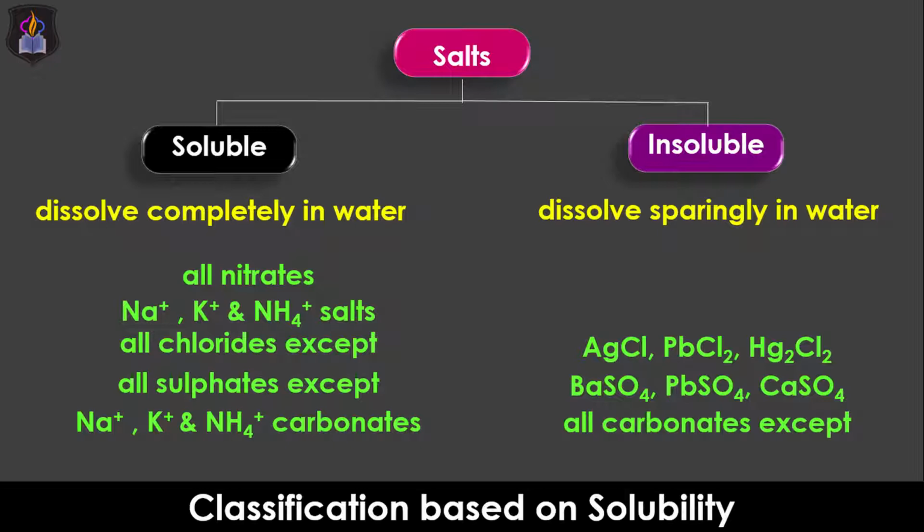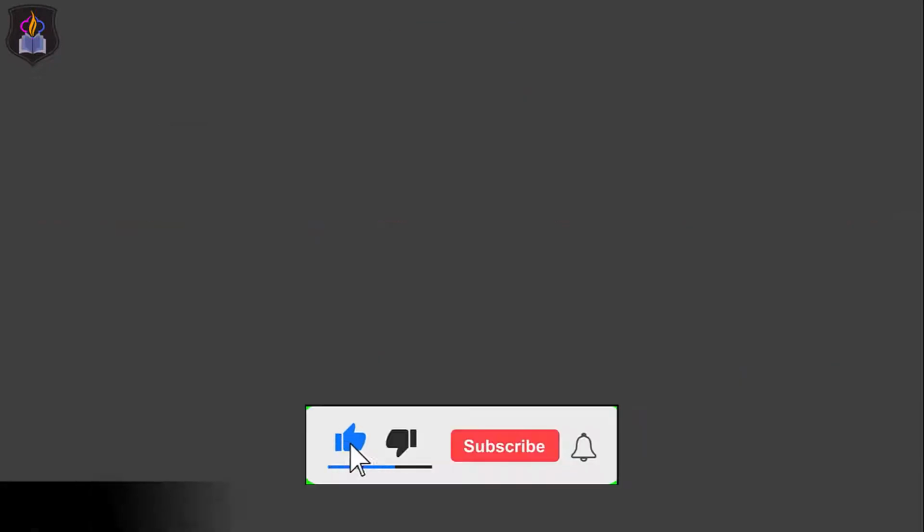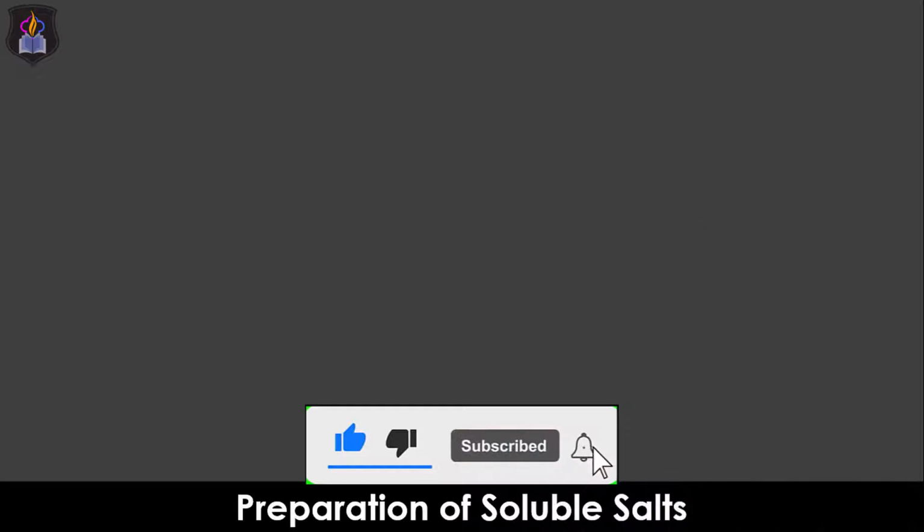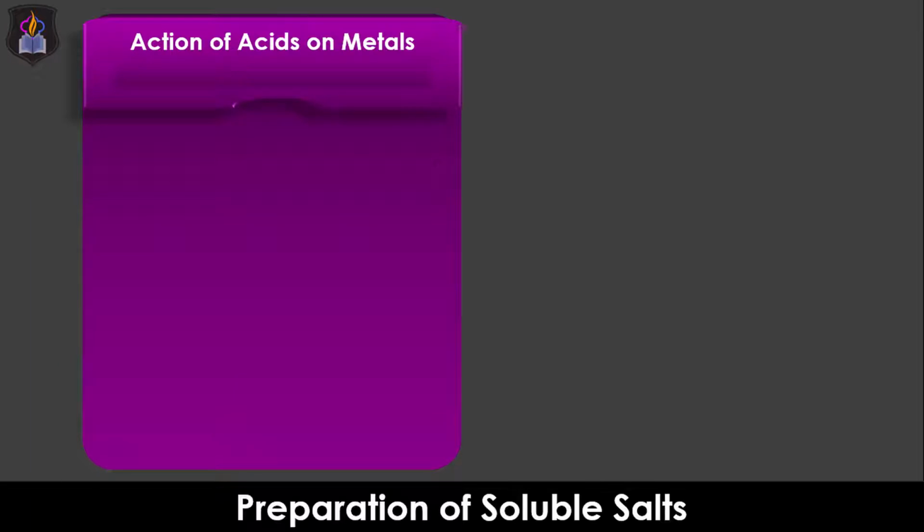So having understood the criteria for choosing the appropriate method for preparing a given salt, let's look at the methods of preparing soluble salts. The methods used for preparing soluble salts in the laboratory are synonymous with the chemical properties of acids and include action of dilute acids on metals to form salts and liberate hydrogen gas.